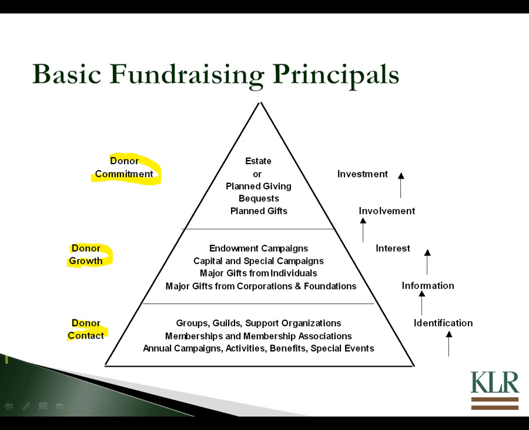Looking at the right side of the triangle, we see the organization first seeks to identify people with an interest in the organization and its mission. Then you feed that interest with information, hopefully resulting in a growth in interest, which eventually becomes a desire for involvement, ultimately culminating in a significant investment in the organization by donors committed to its mission and purpose. Inside the triangle, we see the activities in which this donor contact and donor growth occurs.